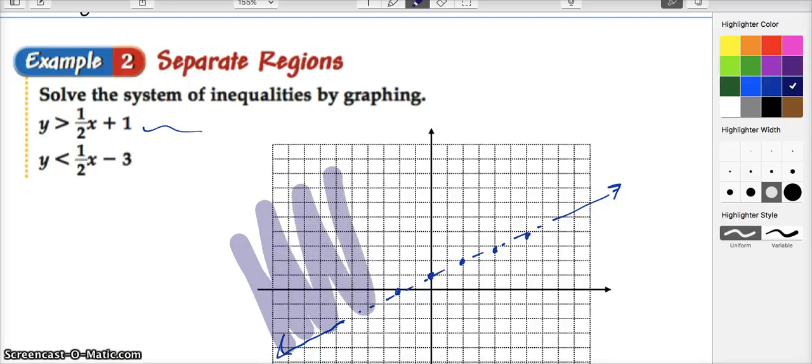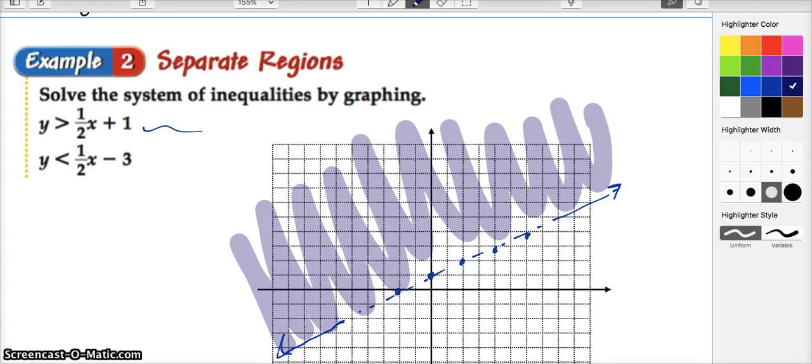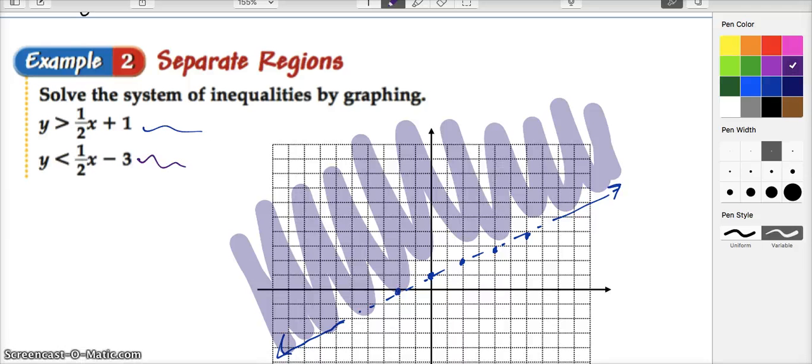And the next one, again, we mentioned that they're parallel. This next equation has its y-intercept at -3, and its slope has to be the same. It too will be a dotted line. I think I put that in the wrong place. It too will be a dotted line such that we have this going on here. But this time we are shading below. Y is less than.